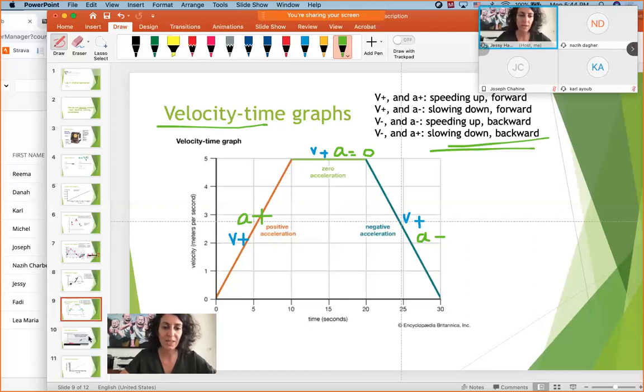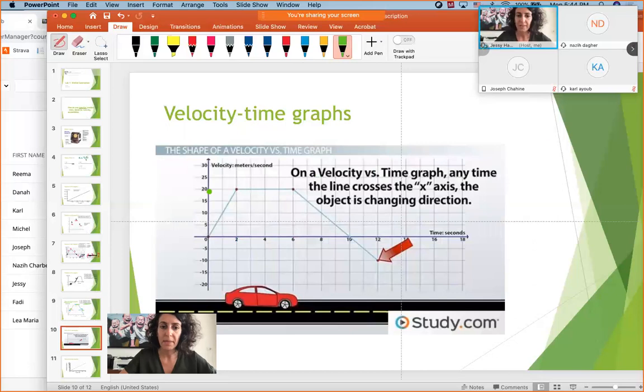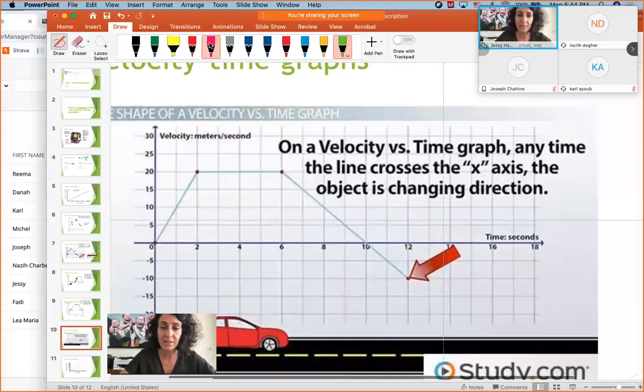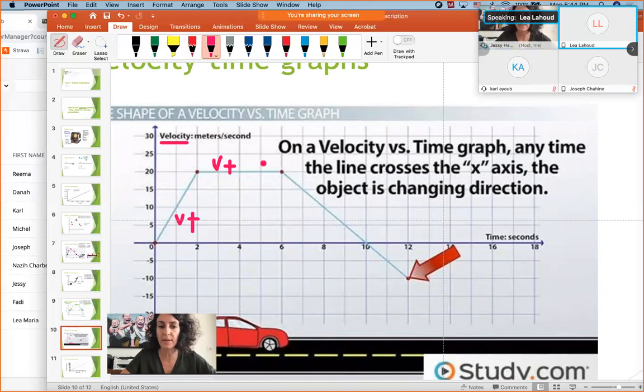So let us try this one. Maybe write the V's and the A's. Leah, help me with the V's. First part of the motion, V positive, negative, or zero? Positive. And next? Positive, because the V is above the axis. And this one? Positive also, but after this, it's negative.